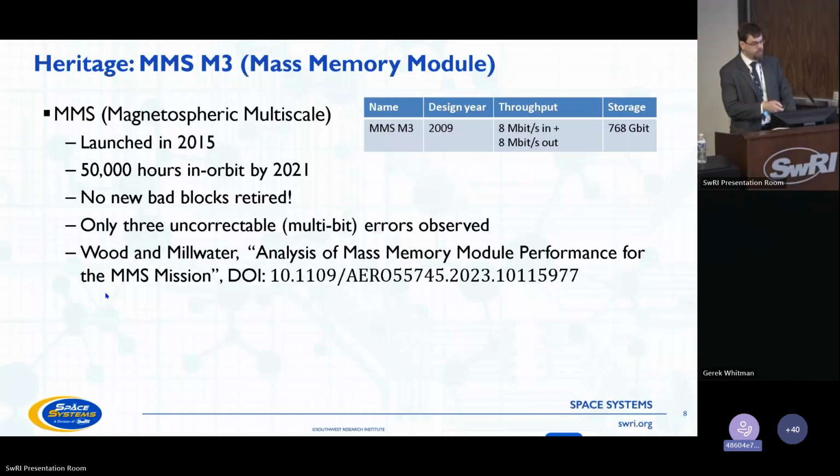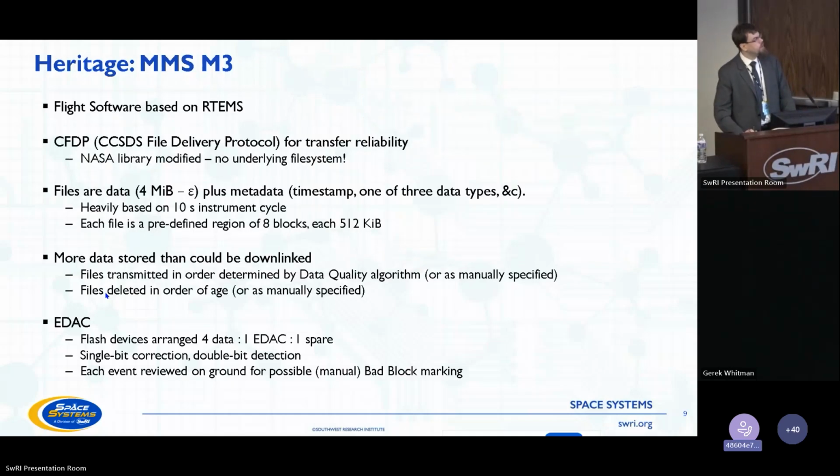It was largely successful. And what was the flight software for that? Well, it was based on RTEMS. We used CFDP for transfer reliability, but we did have to modify the NASA library that we used a little bit because we had no underlying file system. Instead, a file was a pre-allocated collection of 8 blocks totaling about 4 megabytes, and this was heavily tied to the instrument cycle. So if somebody told you that a certain block had a bad bit in it, and you had a sufficiently fine needle, you could literally pinpoint where on the board that data was being stored. That was how tightly the files were tied to the physical layout of memory.